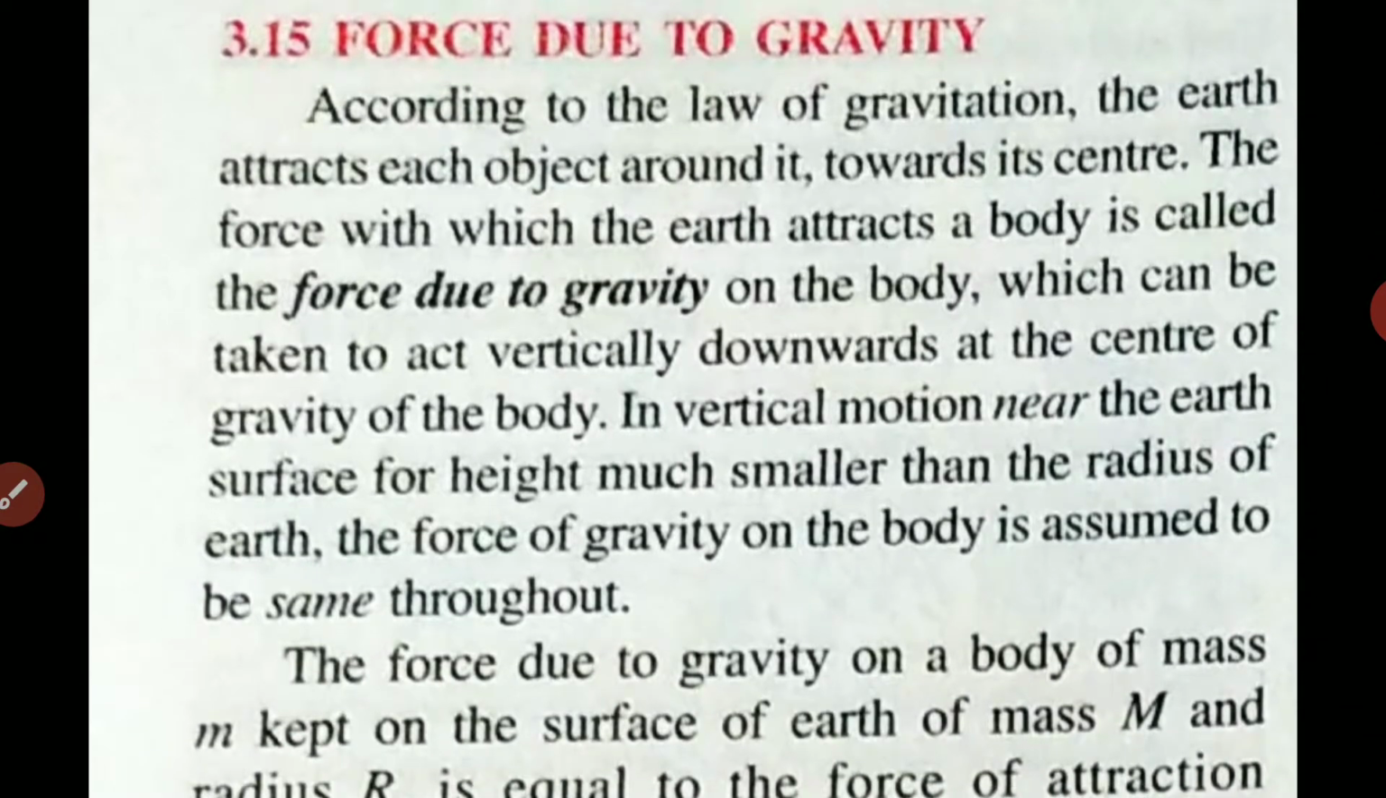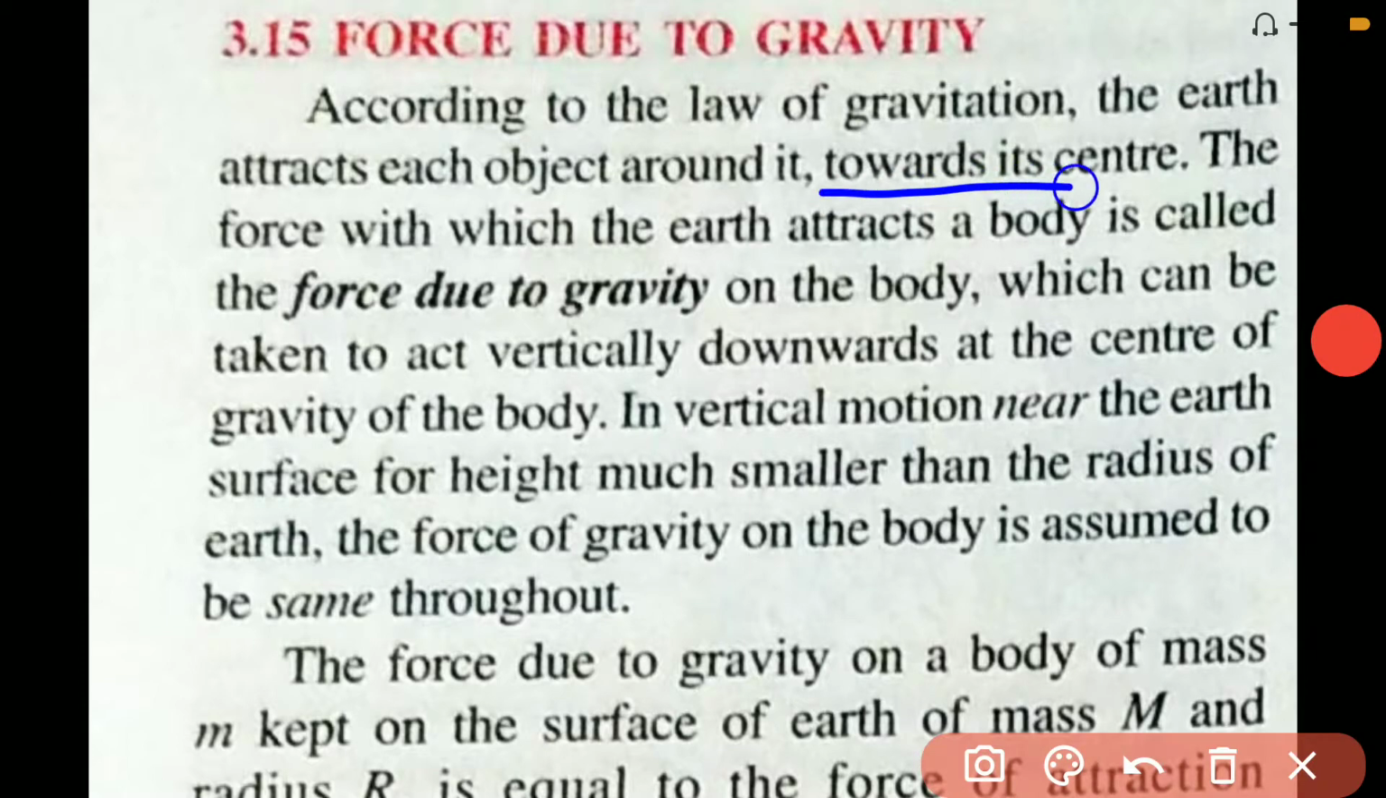Coming to the next topic, which is force due to gravity. According to the law of gravitation, any two objects which have mass kept in space will attract each other. The earth similarly attracts any object around it towards its center. Why towards its center? Because we can take the mass of the earth at its center, and the mass of any object at its center. The force with which the earth attracts a body is called the force due to gravity on the body, which can be taken to act vertically downwards.